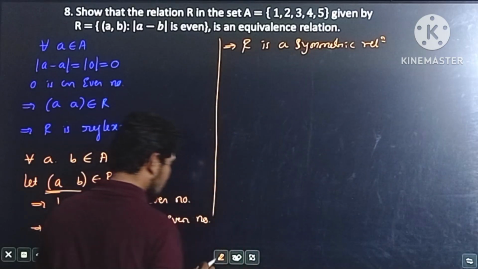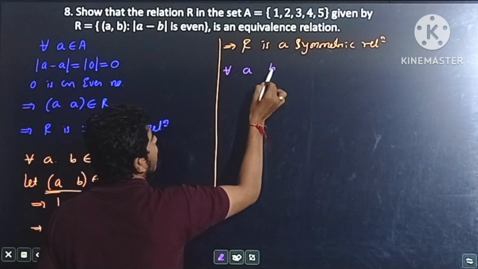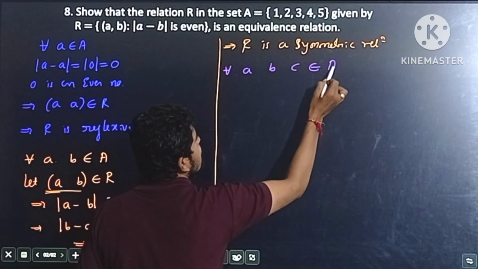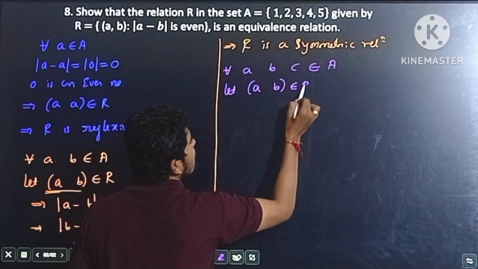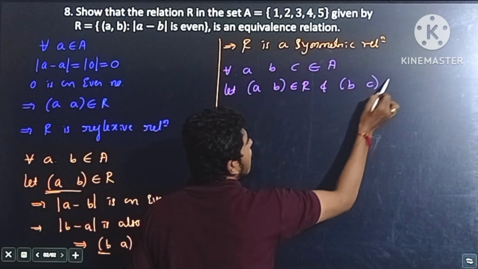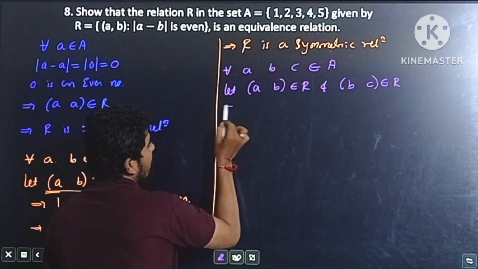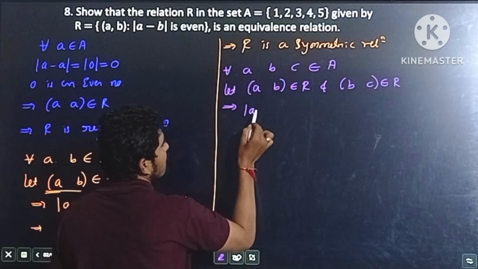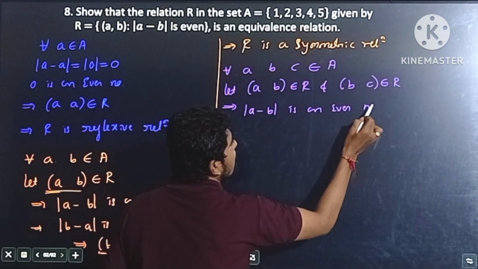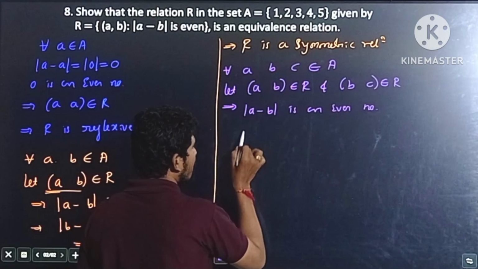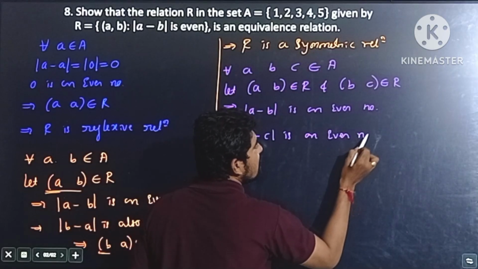Now for the transitive relation, consider three elements, for all A, B, C belonging to the defined set A. So let us consider two pairs. Let the pair AB belong to relation R and BC belong to relation R. Now see here, if the pair AB belongs to R, definitely modulus of A minus B is an even number. And BC belongs to R means modulus of B minus C is also an even number.